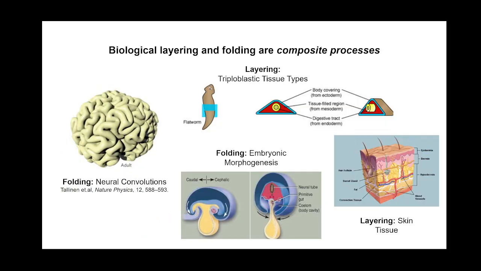So we can take this embodiment aspect and think about the biological analog, which is biological layering and folding. Now, this is a composite process that you see in a lot of different types of tissue in different animals across the tree of life. You have the human brain, which has convolutions on the surface. You have skin, which has different layers of tissue that interact with each other. And you even have embryos and regenerative processes where different tissue type layers interact and change their shape and fold.